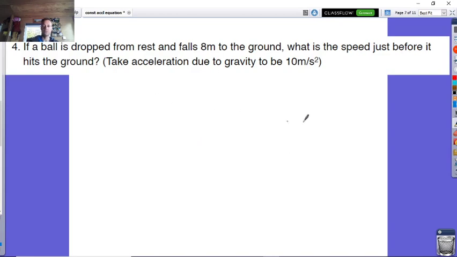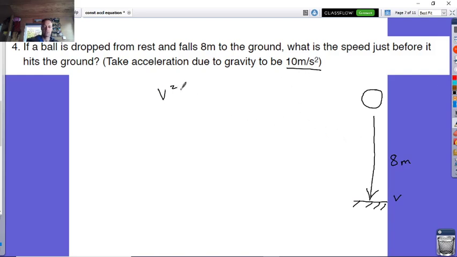A ball is dropped. So you take this ball. It's dropped from rest. It then falls down a distance of 8 meters. What speed is it going at just before it hits the ground, which is going to be that final speed? So again, we've got the acceleration of gravity. This time it's given as 10. So use the value they give me.